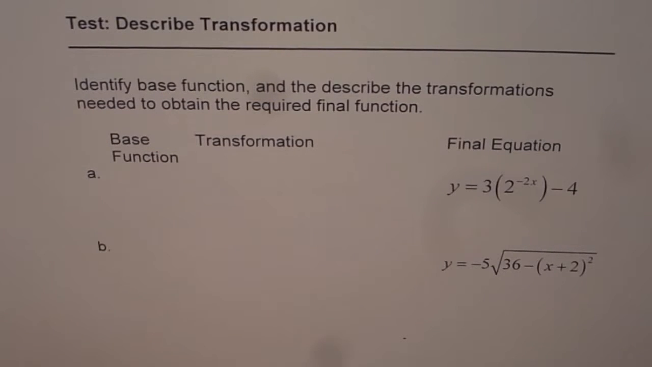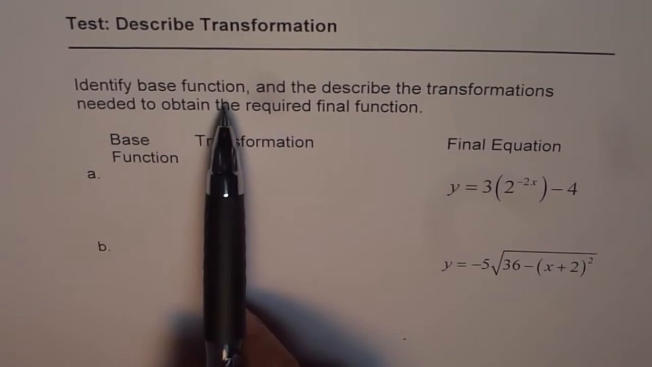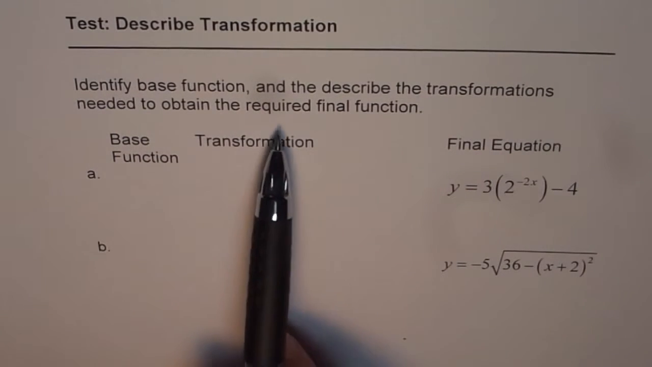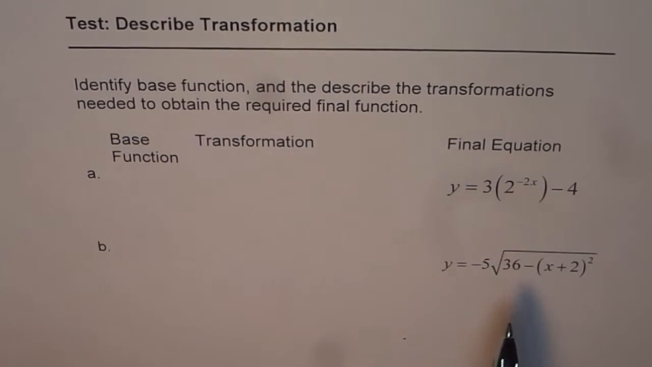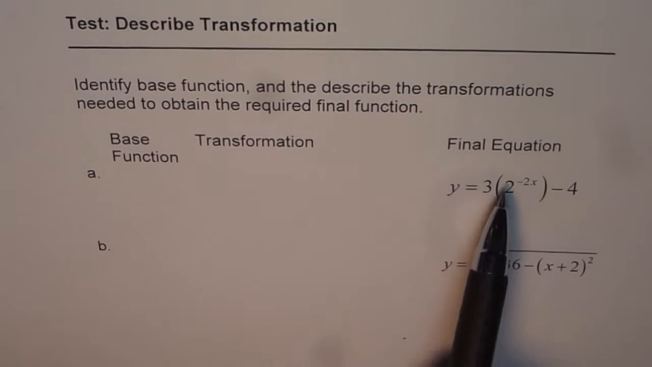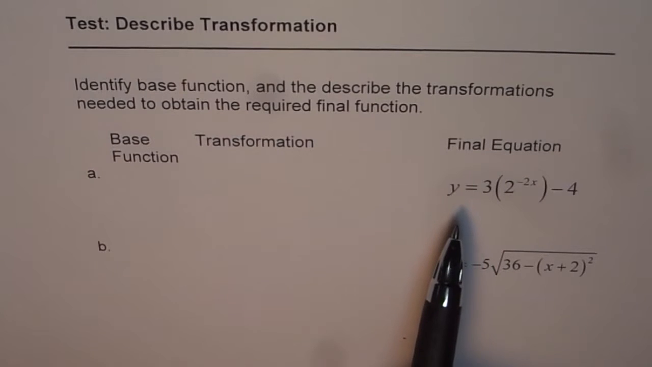Now let us describe the transformation for the given transformed function. The question is, identify the base function and describe the transformations needed to obtain the required final function. So that's the final function. We need to write the base function and the transformations for these two. So let's start with the first one.